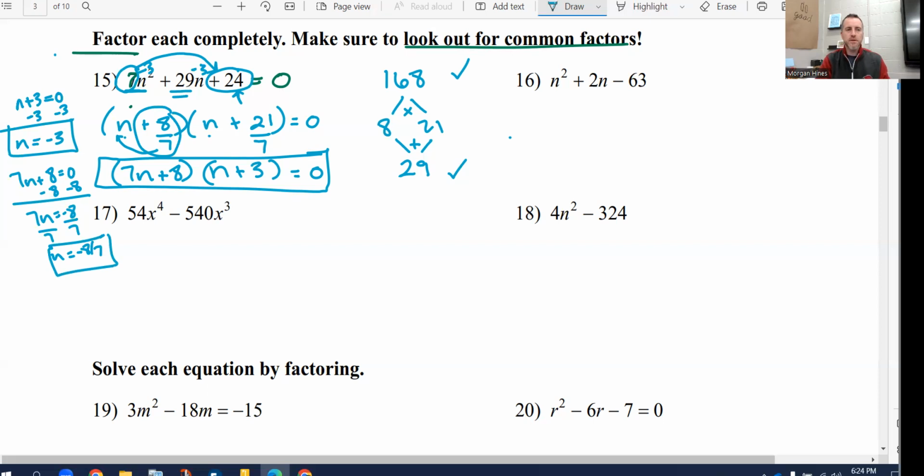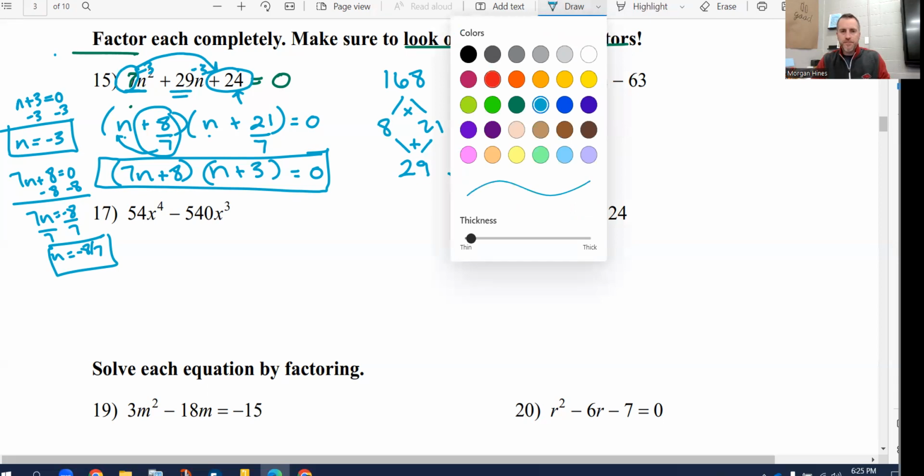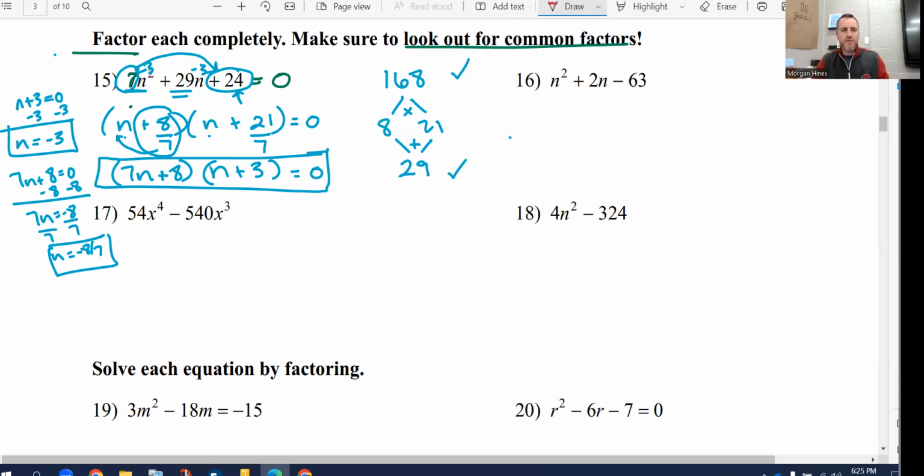Okay, box. There's two answers, n equals -3, n equals -8/7, and then the factoring is also part of your answer. Okay, let's look at another similar problem. We're going to factor it, but it's a little different than number 15.